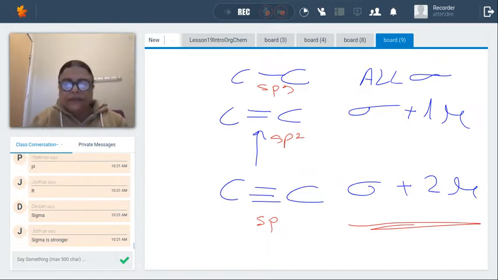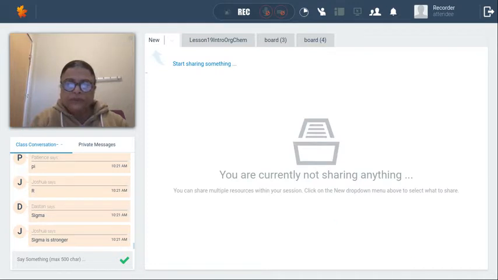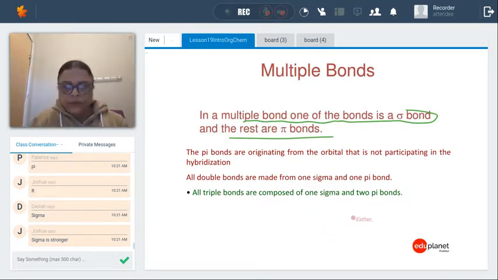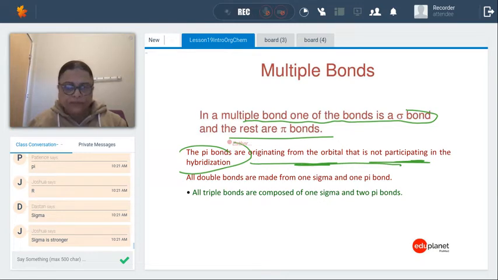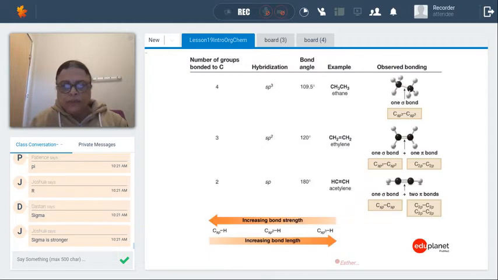Okay, all right, on we move. So the pi bonds originate from the orbitals that are not participating in hybridization. All double bonds are made from 1 sigma, 1 pi. All triple bonds are made out of 1 sigma and 2 pi. On we move. You have here a summary. You see the number of groups around the carbon. sp3 means carbon has 4 partners.